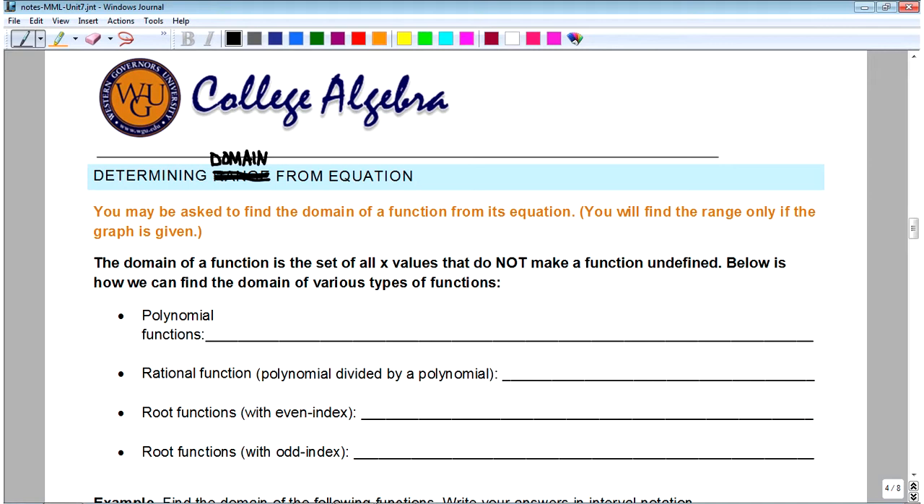The domain of a function is the set of all x values that do not make the function undefined. Below is how we can find the domain of various types of functions.